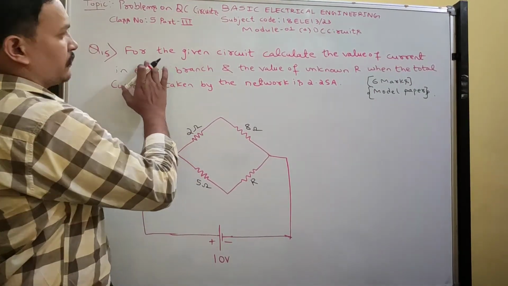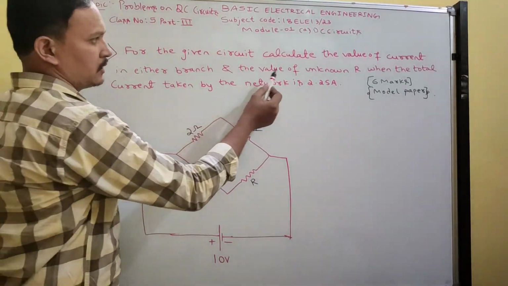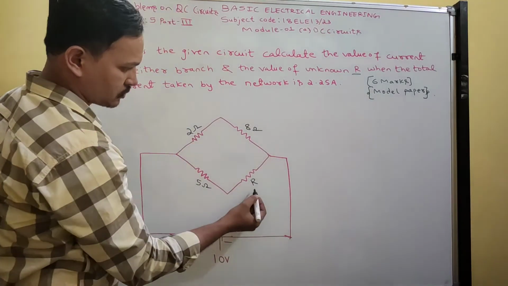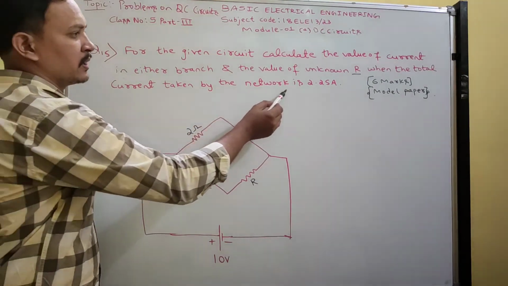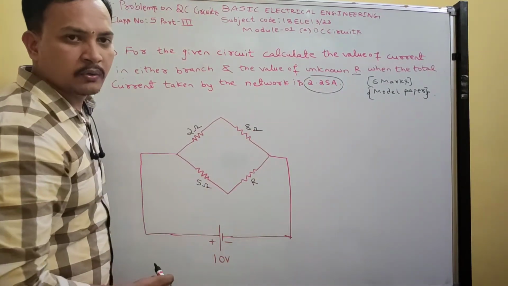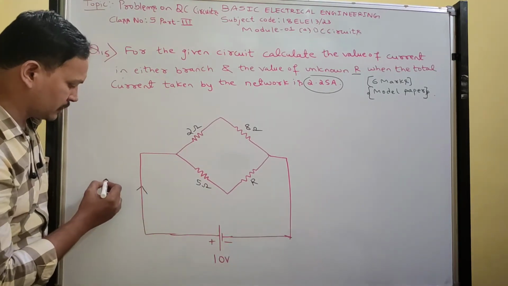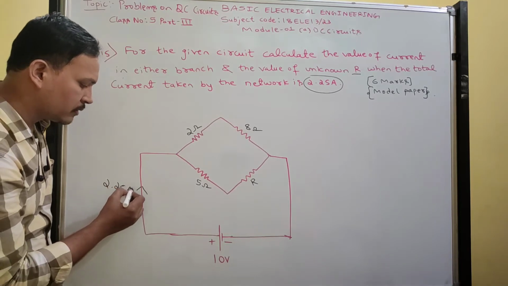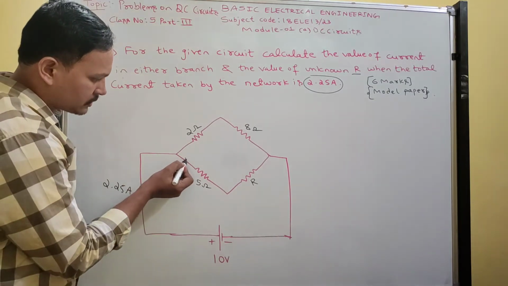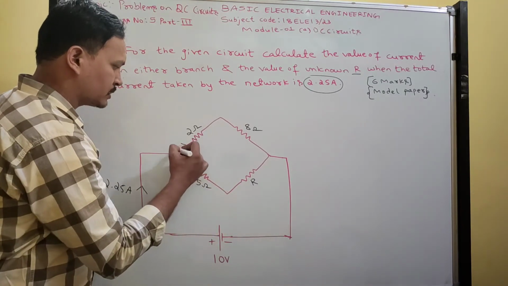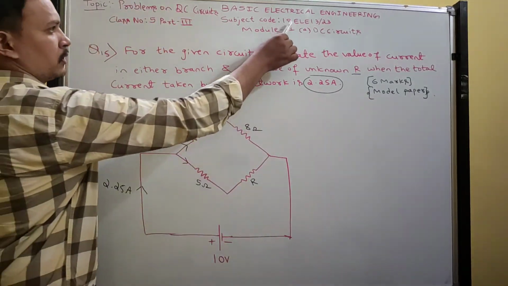Okay, we can solve another. The next problem is: for the given circuit, calculate the value of current in each branch and the value of the unknown resistance R. You should calculate the value of this resistance when the total current taken by the network is 2.25 ampere. So this is the whole network. The total current taken by the network is 2.25 ampere. So you should calculate the value of this resistance, and also how much current flows in this branch and how much current flows in this branch. This question was asked in the VTU model paper for this scheme.